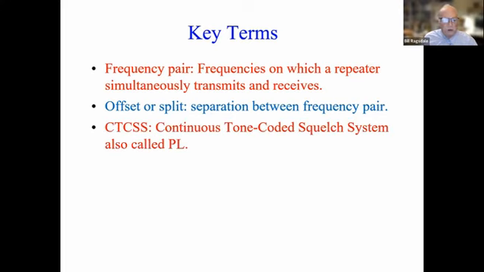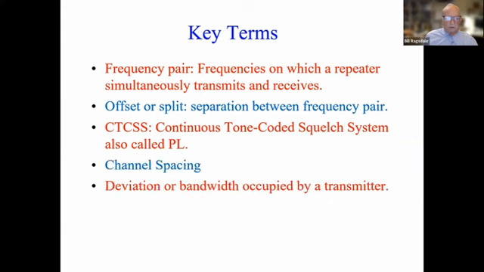The next term is the CTCSS. This is Continuous Tone Coded Squelch System. In the Motorola world, it's called PL. And this is the tone that is continuously transmitted by all of our client systems in the field, so the repeater knows when to properly unsquelch. The channel spacing, as I mentioned above, is 600 kilohertz, and the deviation is the bandwidth occupied by the transmitter. In the case of ham radio, it's 5 kilohertz.